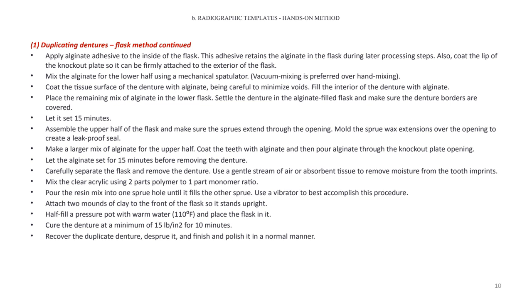Attach 2 mounds of clay to the front of the flask so it stands upright. Half fill the pressure pot with warm water, 110 degrees Fahrenheit, and place the flask in it. Cure the denture at minimum 15 pounds PSI for 10 minutes. Recover the duplicated denture, sprue it, and finish and polish it just like a normal denture.